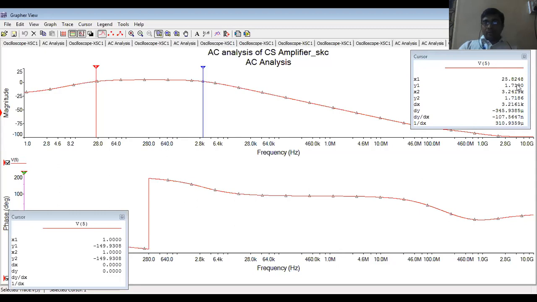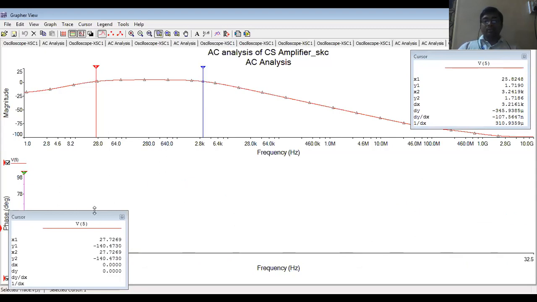Now observe the lower cutoff frequency is nearly the same as in the previous case. It does not change because the shunting capacitor does not affect the lower cutoff frequency. But you can see the upper cutoff frequency has significantly decreased. Now it has decreased from 1.5 megahertz to 3.2 kilohertz. So this is the main role of the shunting capacitor. It affects the upper cutoff frequency.